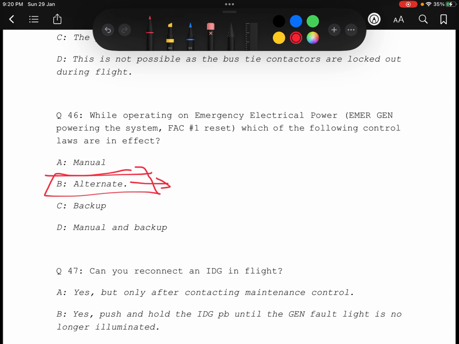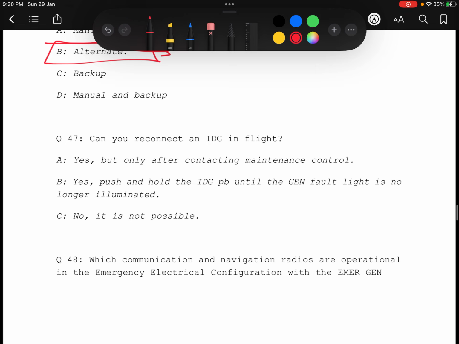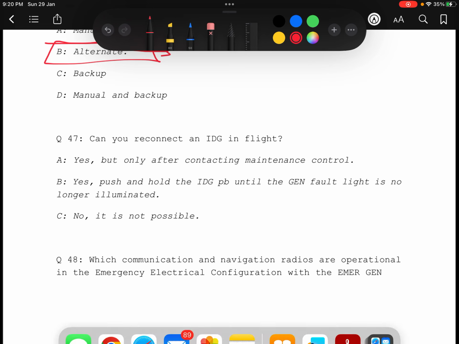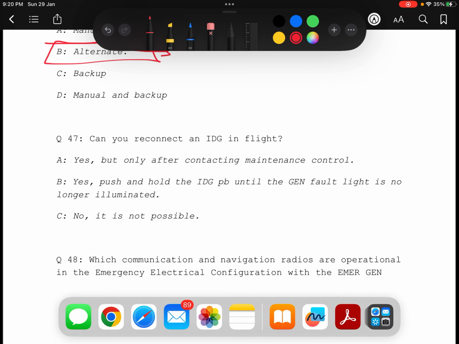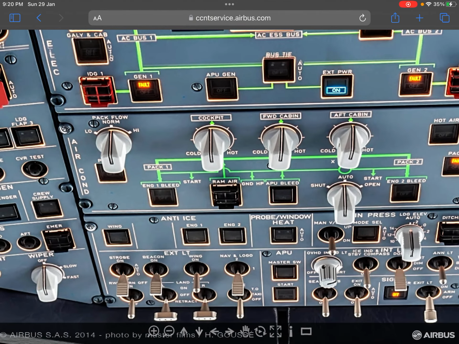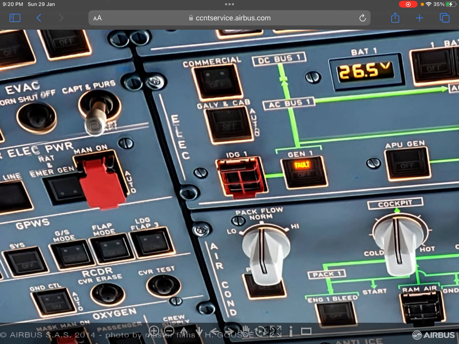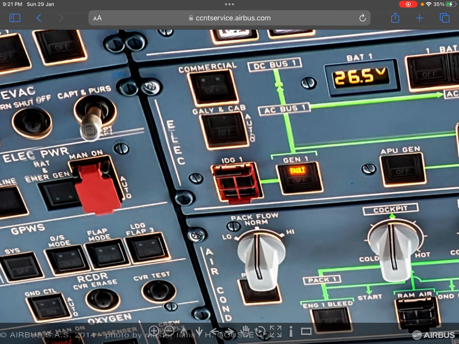Alternate law. Can you reconnect the IDG in flight? Very basic question, if you know the philosophy of the Airbus and you remember how this IDG looks. I will not show you in the FCOM, but I'll take you to the cockpit itself, and here we have in the center the IDG push button.